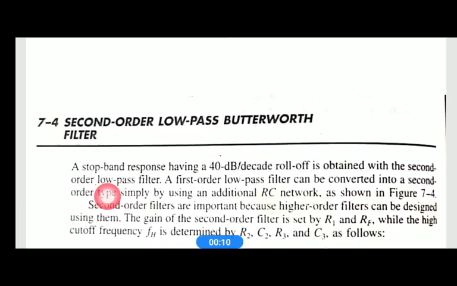So in this session, we are going to discuss the second order low pass Butterworth filter. In the previous session, we discussed the first order low pass Butterworth filter. Here we are going to discuss the second order low pass Butterworth filter, which has a stop band response with a 40 dB per decade roll off.